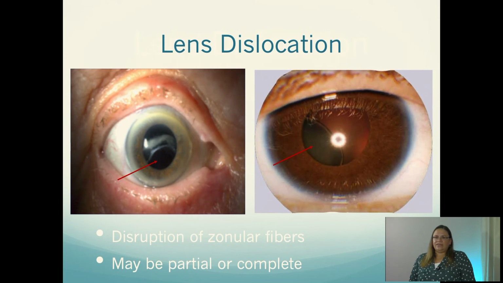If you can assess the patient visually, this is what you might see. So on the left here, the arrow is pointing to the lens, which is clearly this strange structure that you're seeing in the pupil there. And then on the right, it might be even a little bit more obvious, and these are partial dislocations, so you're still seeing part of the lens.